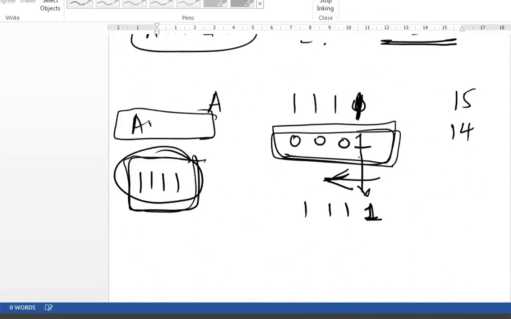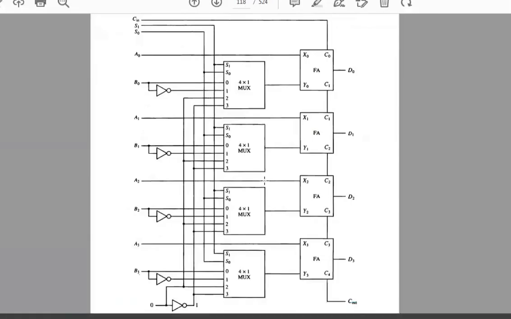And that operation. A ke 4 bits honge. Aur uske andar, aap B wale, B mein bhi sare bits 1, 1, 1, 1 add kar rahe ho. Plus you don't have any carry. So this will work as your decrement operator. Okay. So look over here.